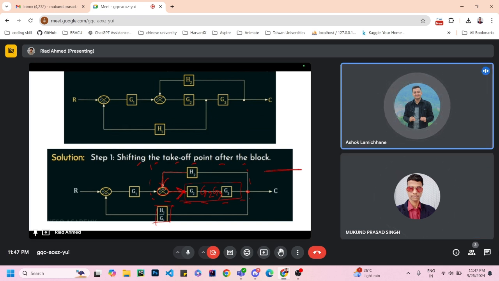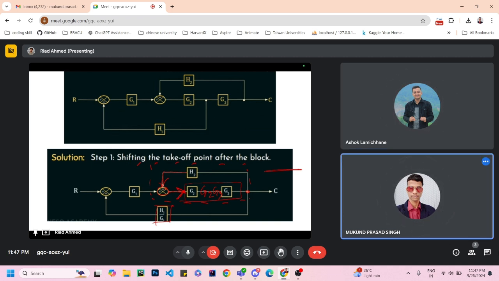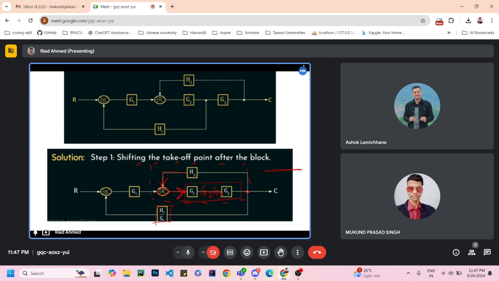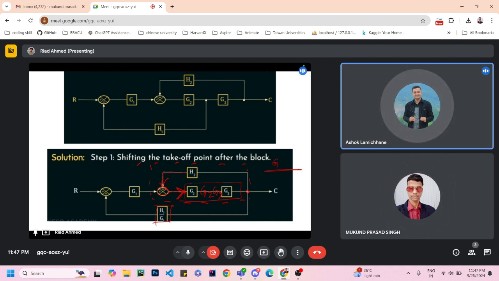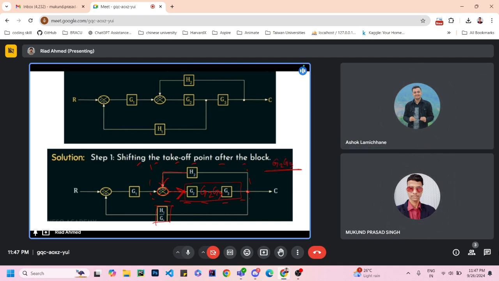Output upon 1 plus H2 by... Not H2 by, sir, because G2 and G3 are needed as a parallel block. So G2 G3 divided by 1, and as the signs are opposite, plus and minus, this should be plus G2, G3, and lastly H2. This should be the value of the whole part.